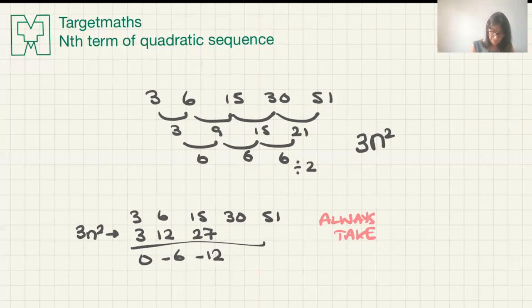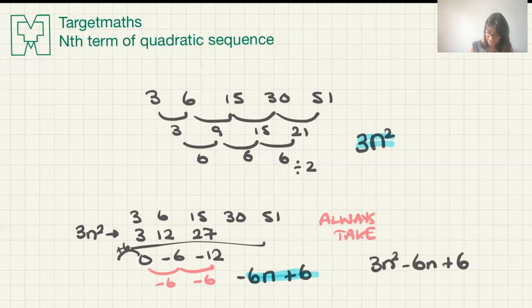So looking at that, I'm going to just change the color, I think. Looking at that, to get from there to there, I'm minus 6. To get from there to there, I'm minus 6. So I've got minus 6n. Okay, do the opposite, which would be plus 6, taking me to 6. So plus 6. Now I've got the 2 elements that I need to write the rule. 3n squared minus 6n plus 6.